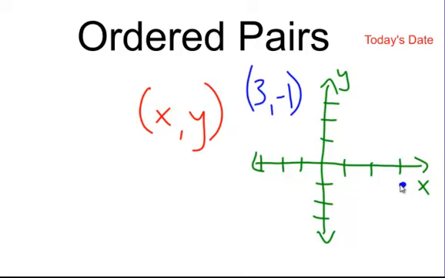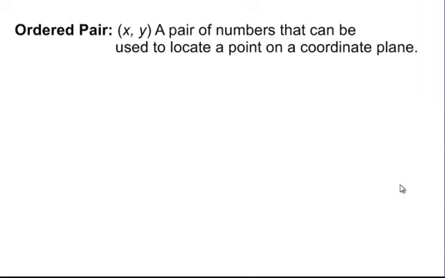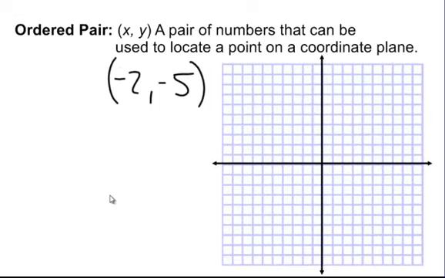And we're talking about how to get ordered pairs. So first, a definition. An ordered pair, which is x comma y, is a pair of numbers that can be used to locate a point on a coordinate plane. So it could be written as something like (-2, -5). Probably looks something like this. So a pair of numbers that can be used to locate a point on the coordinate plane. So (-2, -5), since this is the x and this is the y, we would go -2, -5.